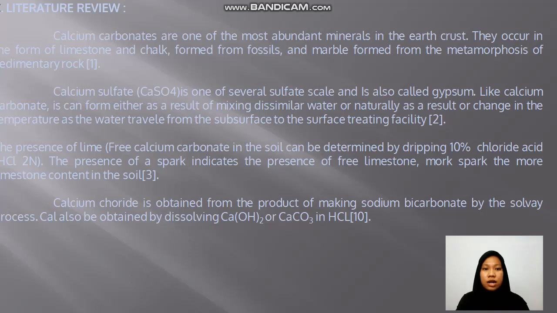Calcium carbonate is one of the most abundant minerals in the earth's crust. It occurs in the form of limestone and chalk, formed from fossils, and marble, formed from the metamorphosis of sedimentary rock. Calcium sulfate is one of several sulfate scales and is also called gypsum.